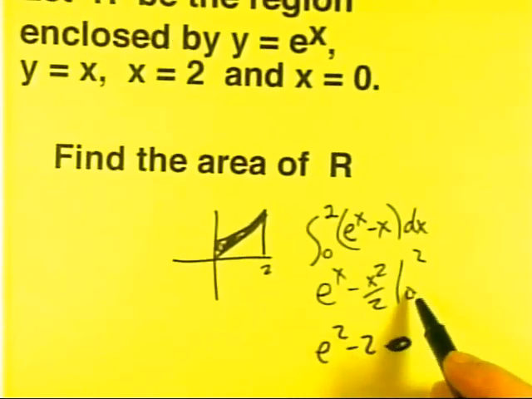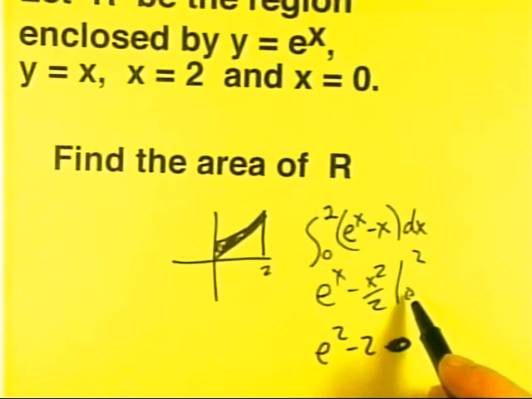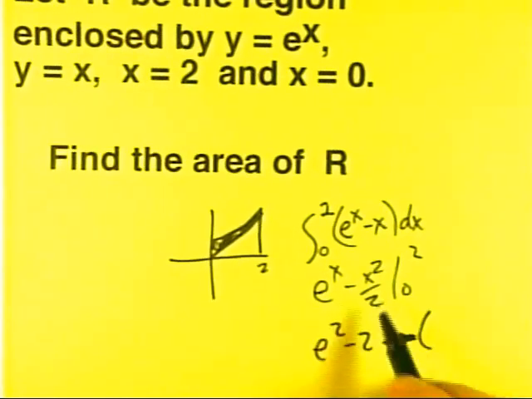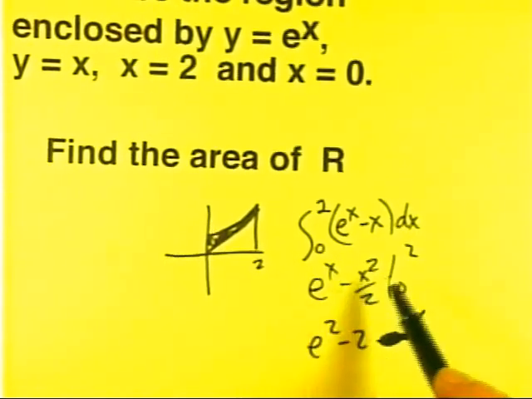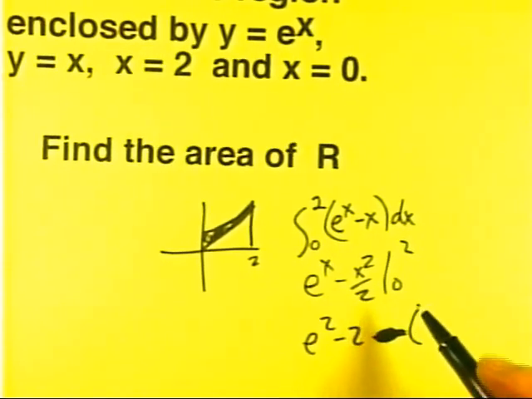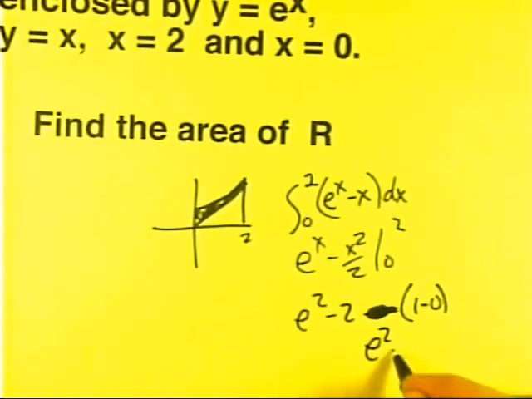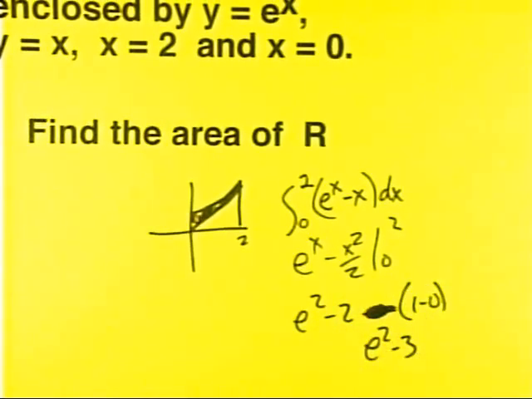When you see this 0 down here, don't automatically 0 everything out. Be careful, especially with e's and cosines and stuff. e to the 0 equals 1. Right, so it's 1 minus 0. So the answer is e squared minus 3. So just be careful about that bottom 0, okay? e squared minus 3. All right.